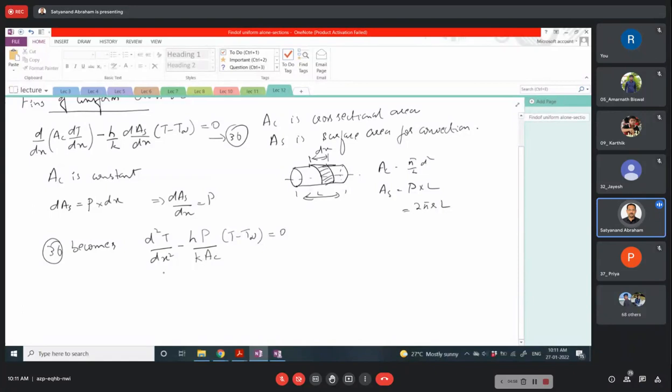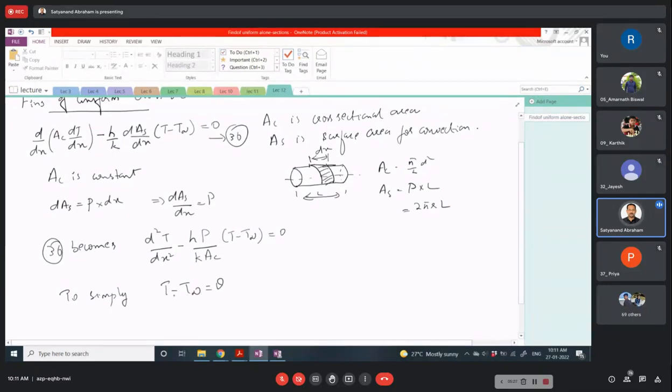So there is a simple method. What we are trying to do is make it homogeneous. If we make it homogeneous, then there is no need to find the particular integral. We can directly deal with the complementary function itself, right? So that's what we are trying to do. To simplify, we say T minus T infinity is equal to theta.